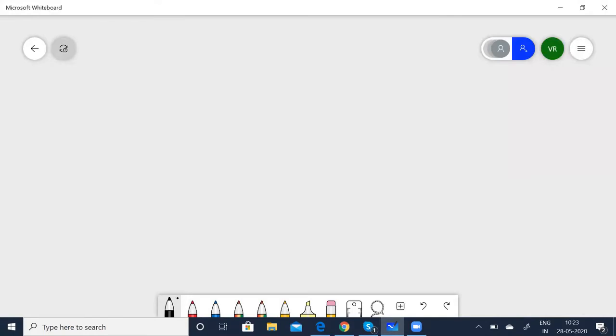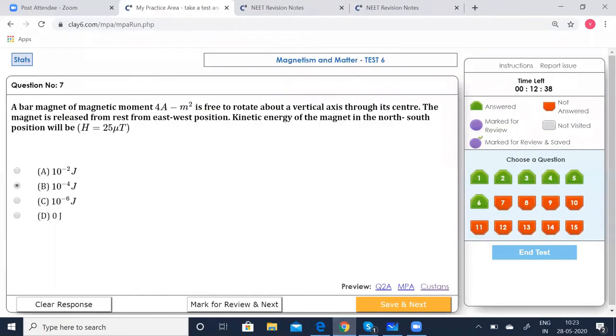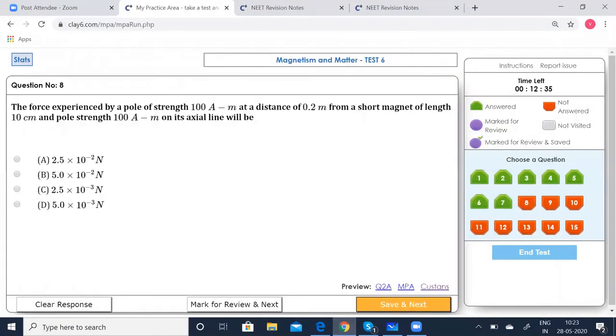Now, loss in potential energy is given by delta mB cos theta. All the values are given, so you can take it as 4 into 25 into 10 to the power of minus 6, which is nothing but 10 to the power of minus 4 joules. Yes, save that. Going to the 8th one.